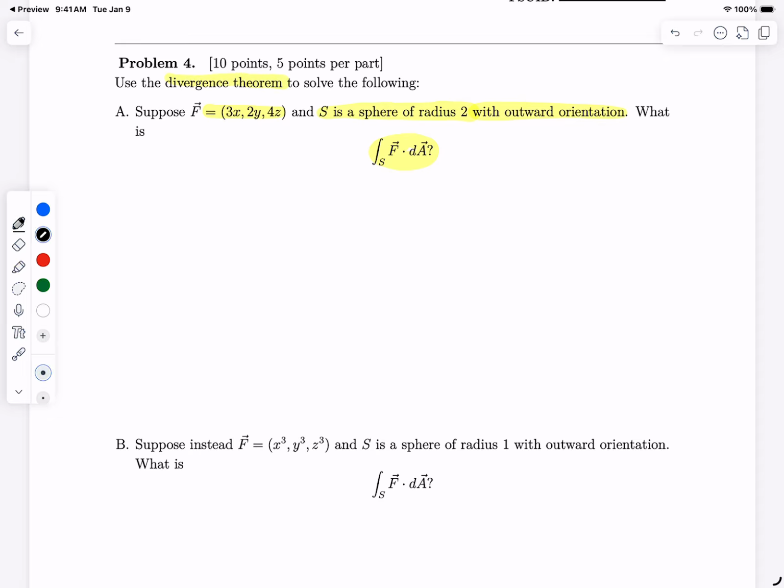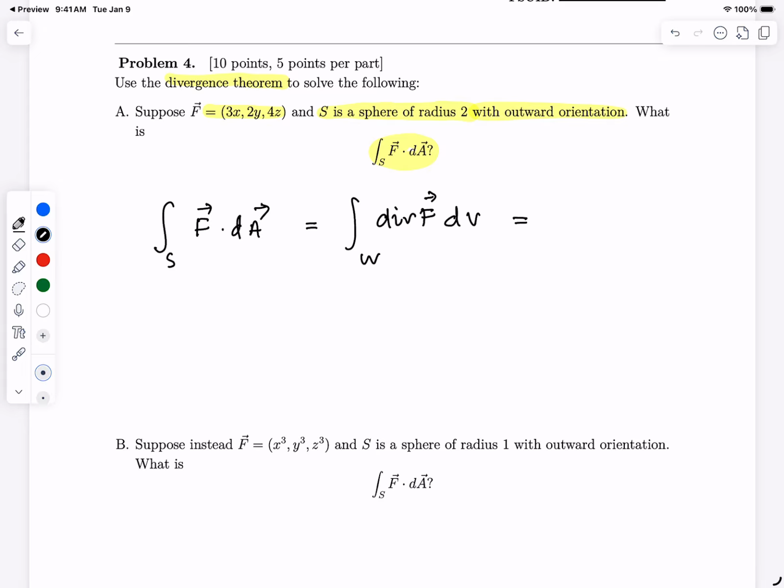The divergence theorem says that the outward flux of this vector field through the boundary is the same as you integrate the divergence of F over the whole region W, which is inside the sphere, inside the boundary.